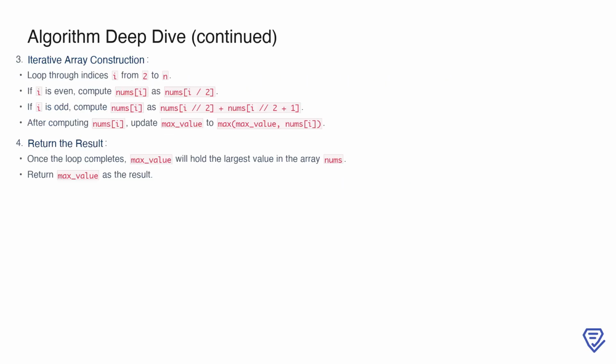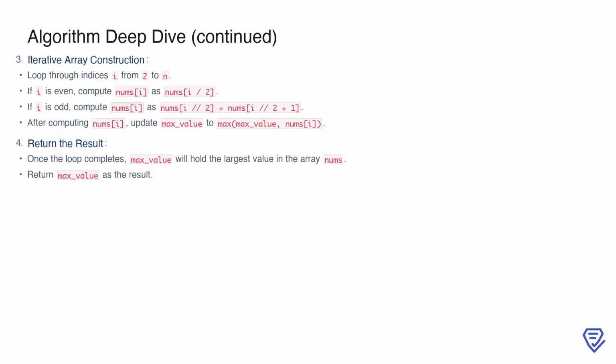The next step is to iteratively construct the nums array and simultaneously update the maximum value. Starting from index 2 and going up to n, we compute each value in nums based on the specified rules. If the current index i is even, the value at nums[i] is set to nums[i/2]. For odd indices, the value at nums[i] is calculated as the sum of nums[i/2] and nums[i/2 + 1].